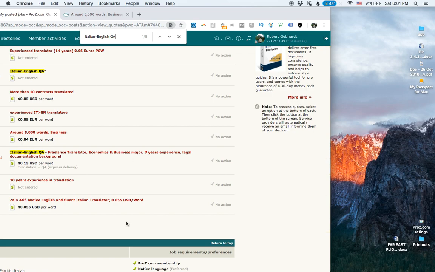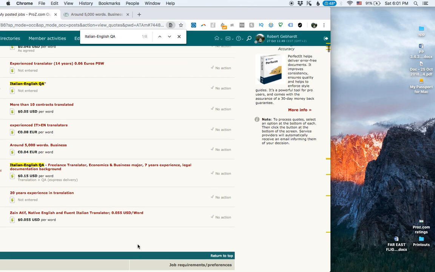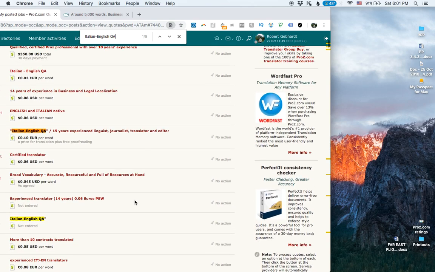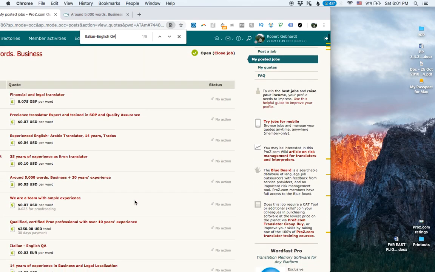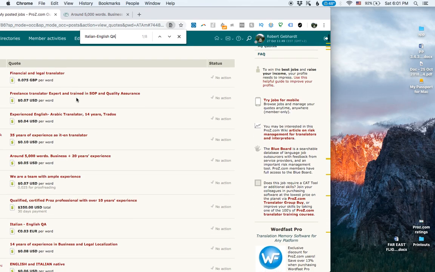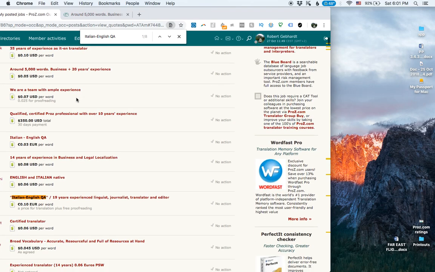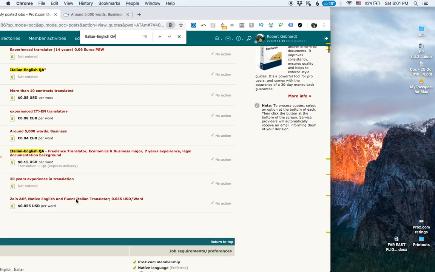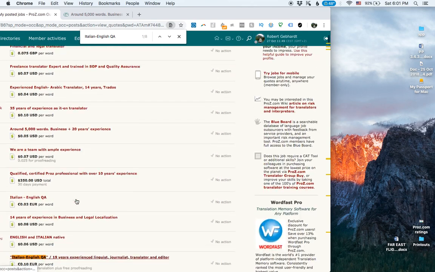I don't want to scroll down too much because down below you have the full quotes where they actually write the full paragraph introducing themselves. Here at the top, it just shows the subject and the price per word and then also their name and some other information to the left, but I'm not going to show that right now. So going back to this, remember I said, please put Italian to English QA in the subject line. But look at all these subject lines. No one's put it in, except here, here, here, and that's it.